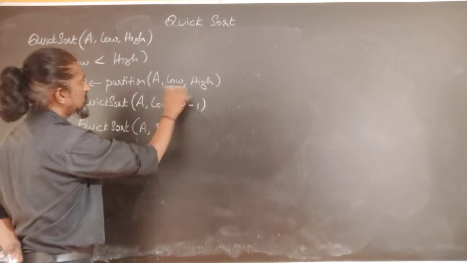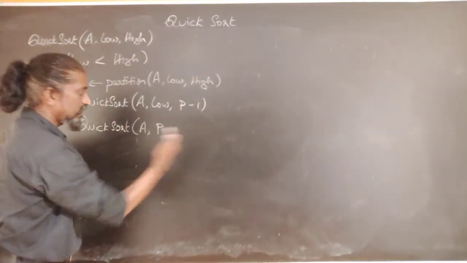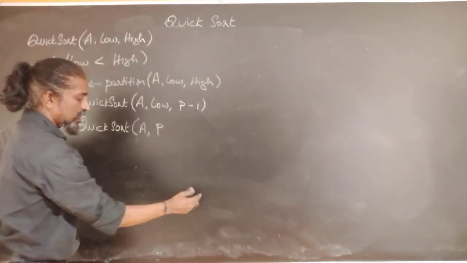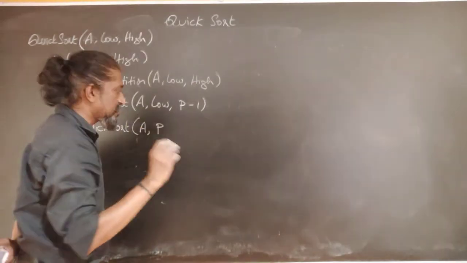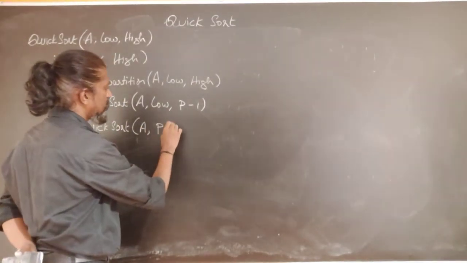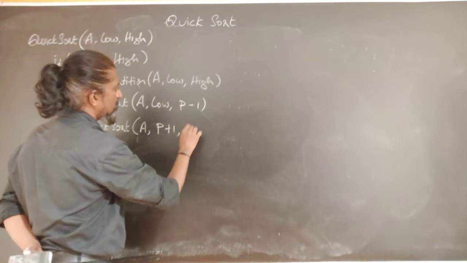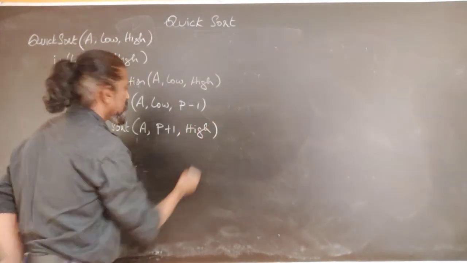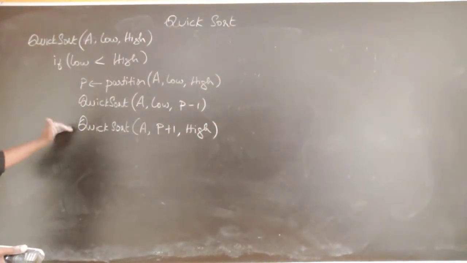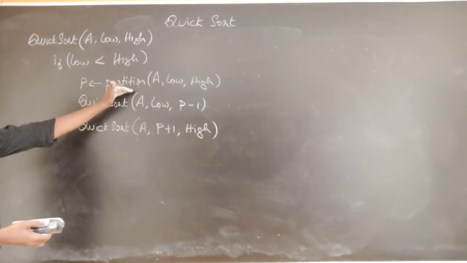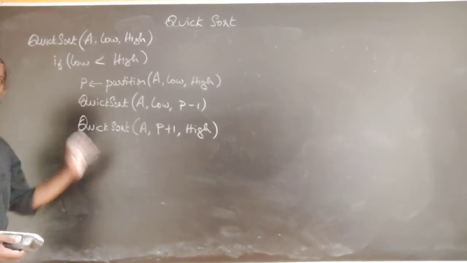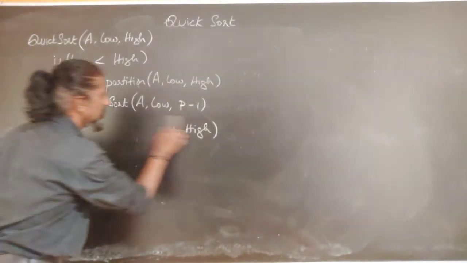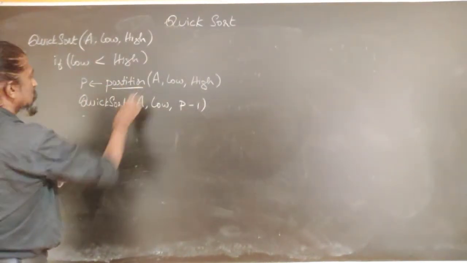Now I need not touch the element present at the partition, one less than that, one greater than that, because the key element pivot is placed at its final sorted position. Partition plus 1 comma high. So this is the algorithm which does the partitions recursively and calls the left subarray and the right subarray for sorting. Okay. Now we will see the partition algorithm.